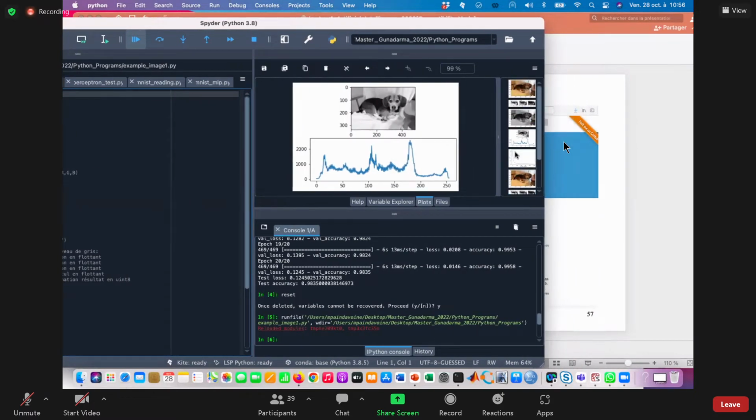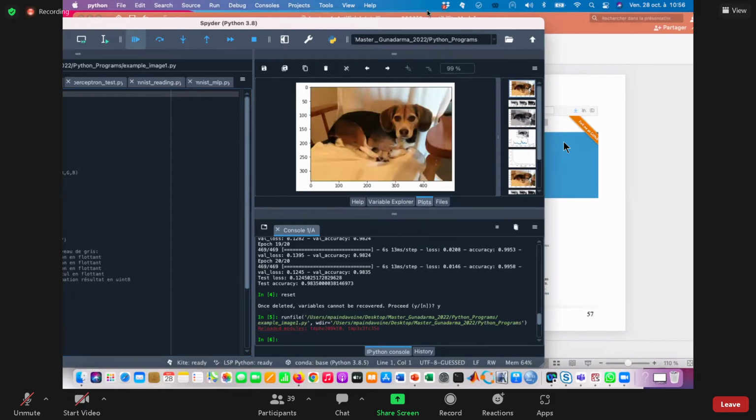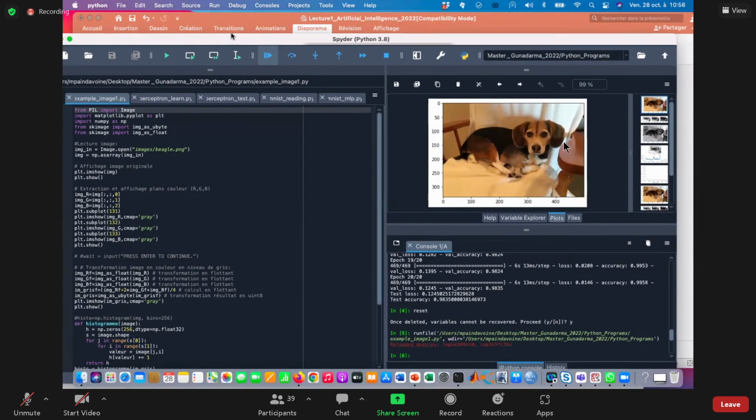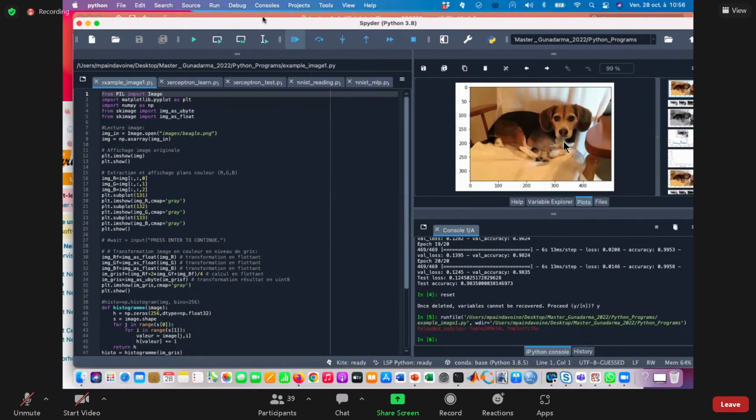So I open this image, which is a color image of a dog, as you can see here. The first part of any Python program, as in C++, is that you have to declare the libraries that you are using. That is the only difference with MATLAB.